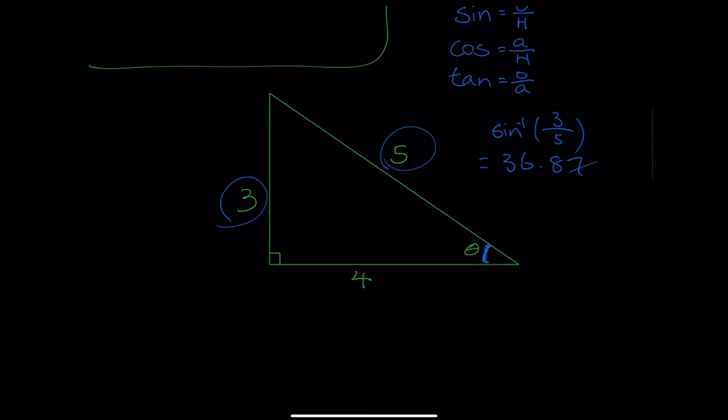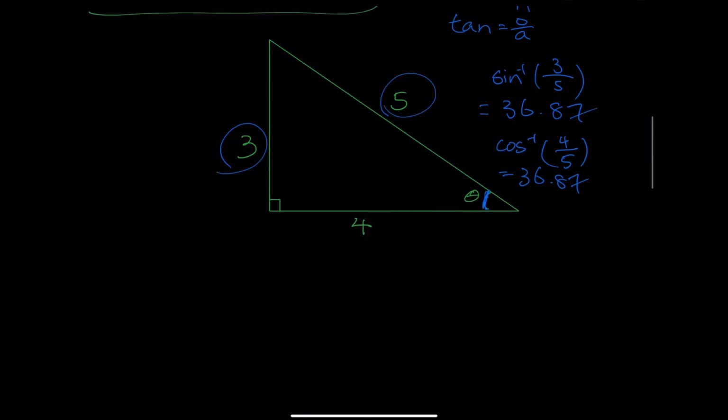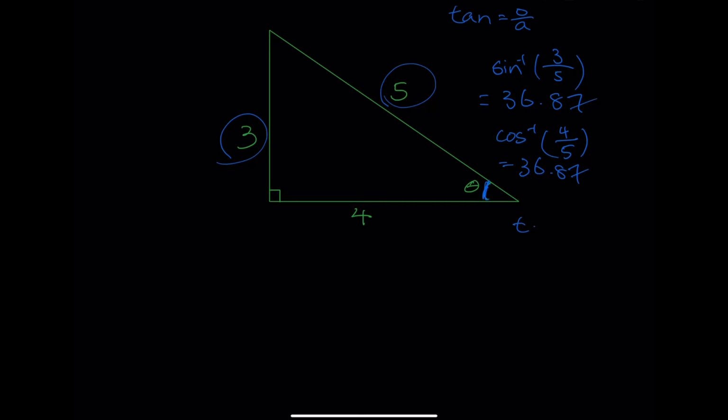Let's try this with cosine. Cosine is adjacent over hypotenuse. So cosine inverse, adjacent, so 4 over hypotenuse 5 was still equal to 36.87. Now let's try the last one, tangent. Tangent inverse is equal to opposite over adjacent, 3 over 4, which was still equal to 36.87.